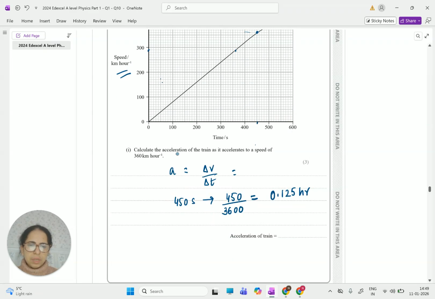So acceleration is nothing but 360 divided by 0.125, which is 2880. Please do not forget to write the unit. In this case, the unit is not meters per second squared, because we converted time to hours.